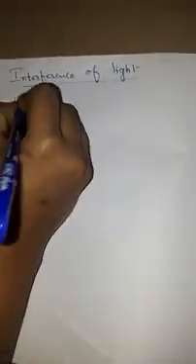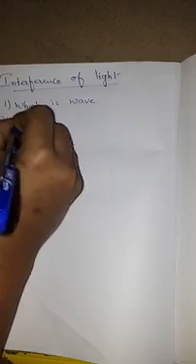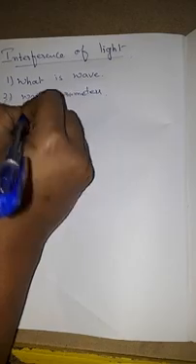Good morning. Today I am going to talk about interference of light. In this chapter, first of all, I am going to talk about what is a wave. Next, wave parameters. Third point, principle of superposition. Finally, I am going to talk about interference of light.